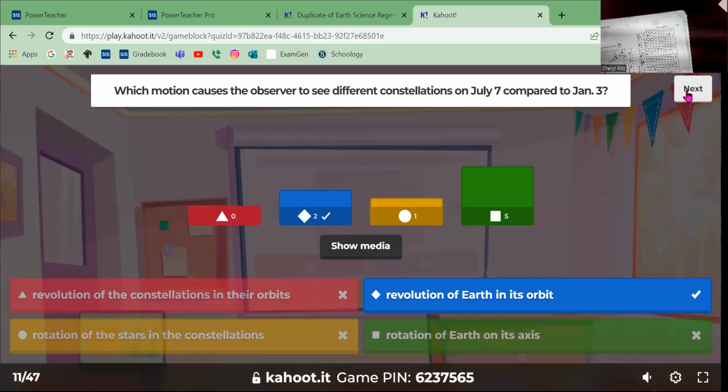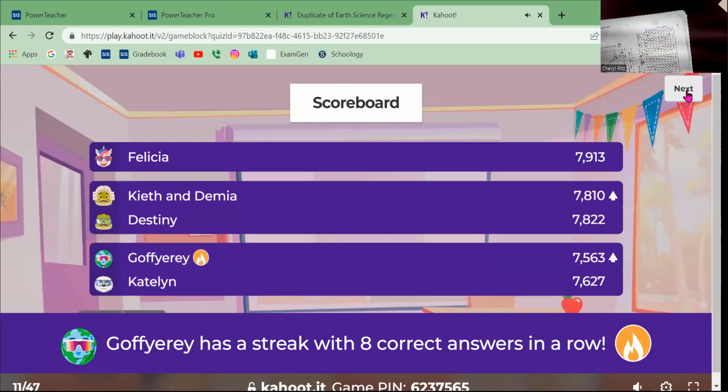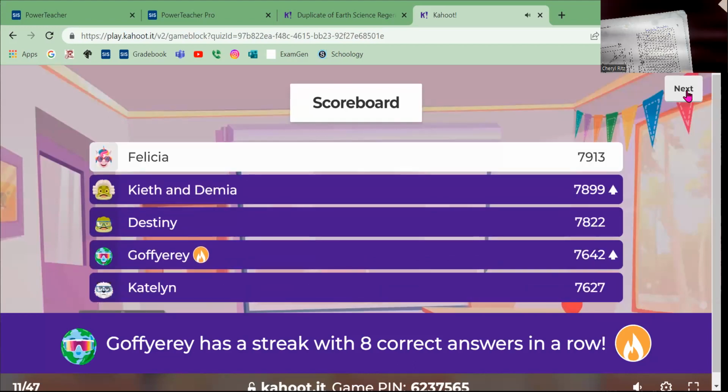So a whole bunch of you picked rotation. Guys, how long does it take the Earth to rotate? A day. So will that cause us to see different things in July and January because we rotate? If this said what causes the observer to see the constellations in different locations from 10 p.m. to 5 a.m. the next morning, that would have been rotation. But because we're talking about going from one month to almost six months later, that's because the Earth has moved positions. We have revolved. Yep, that is what they counted on you doing, not thinking about the dates.